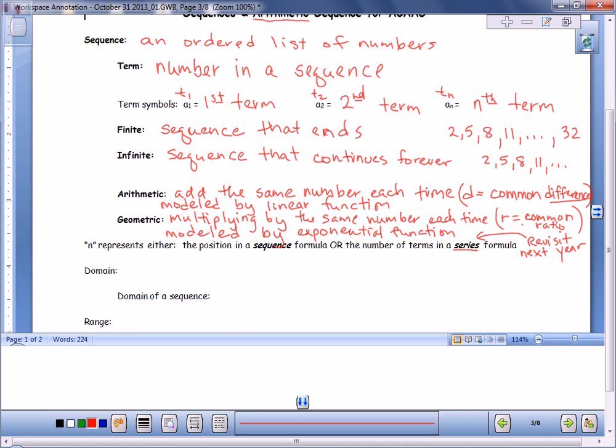All right, so let's take a look at this. Domain. What is domain, guys? The x value. But do we have an x value in a list? Not really. It's the input. And what represents the input in these problems? Well, that is represented by the position of the term. Is it the first term, the second term, the third term, etc.